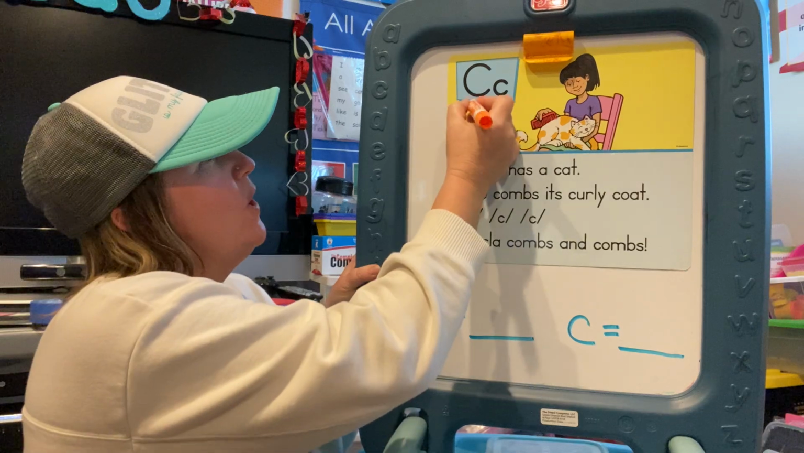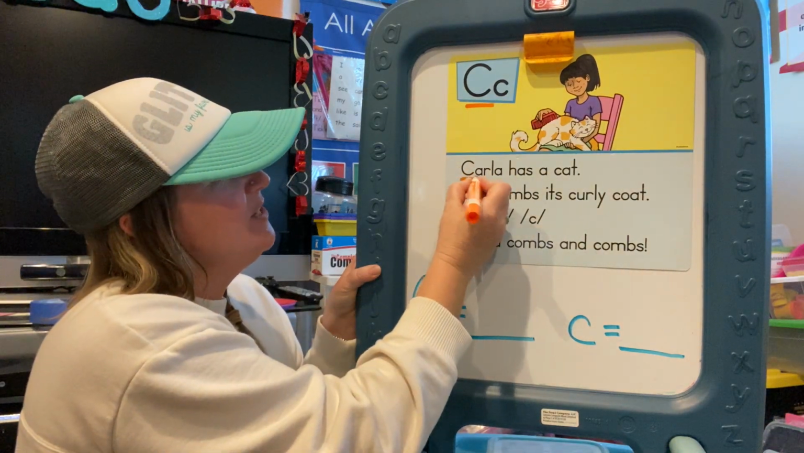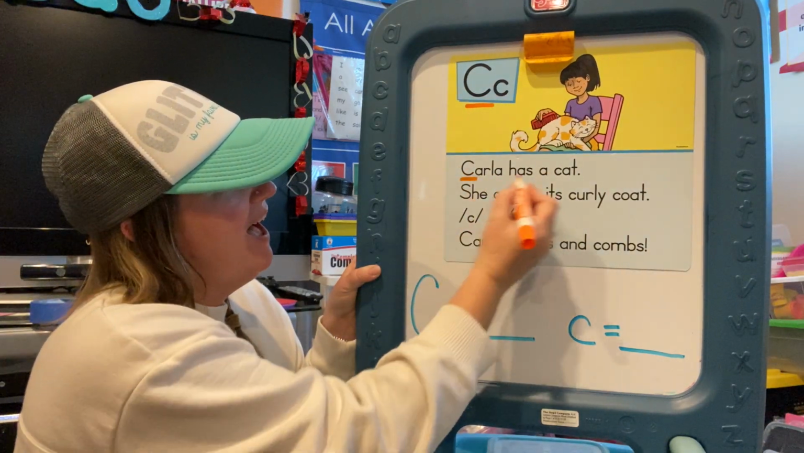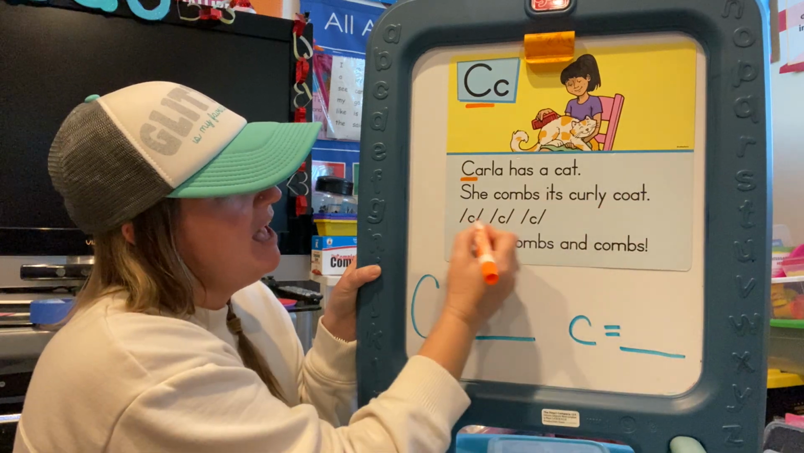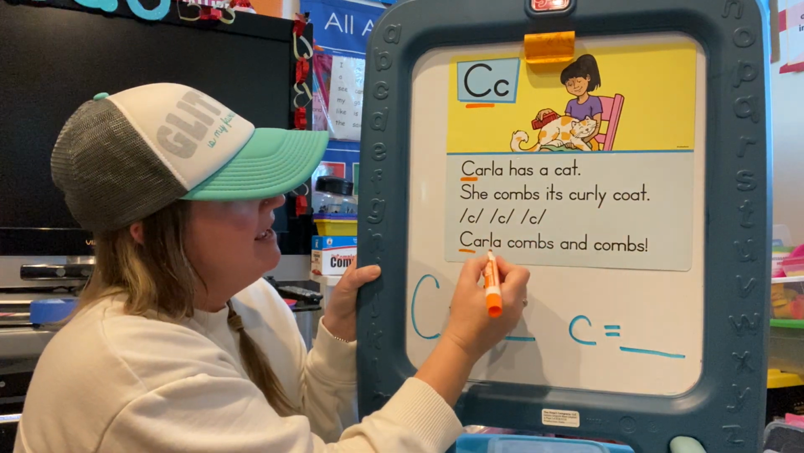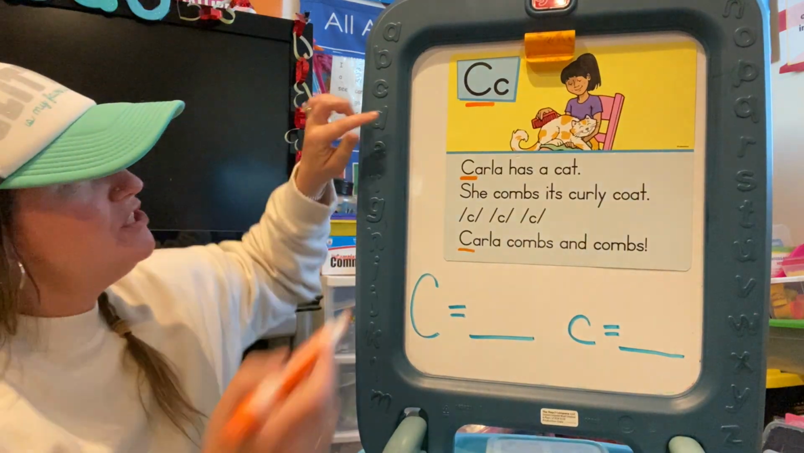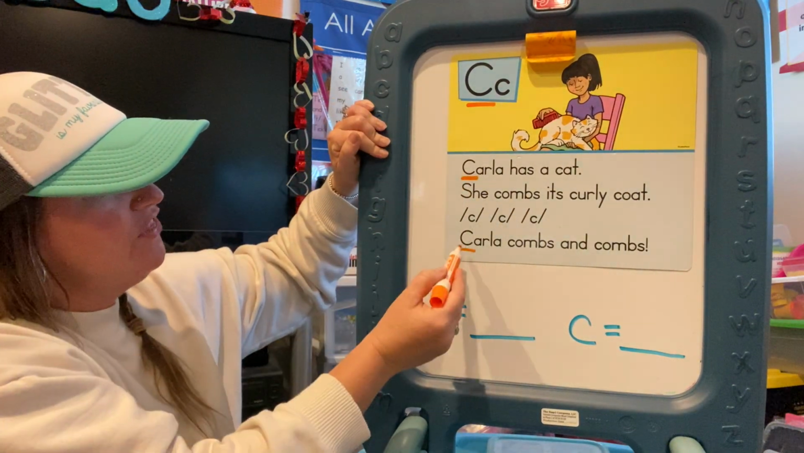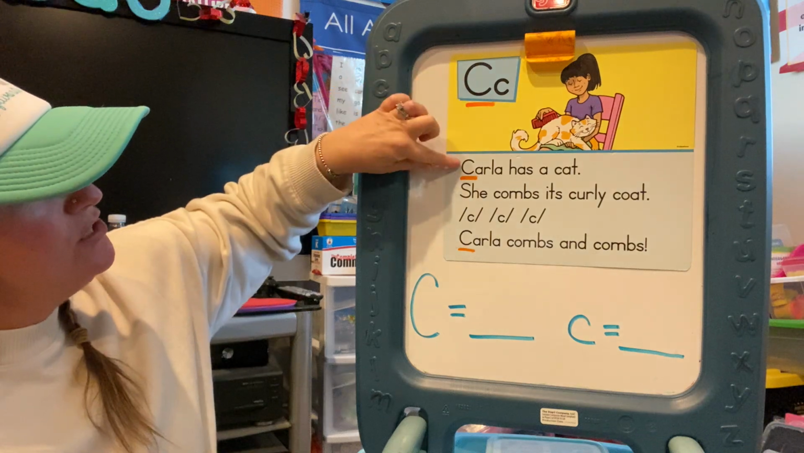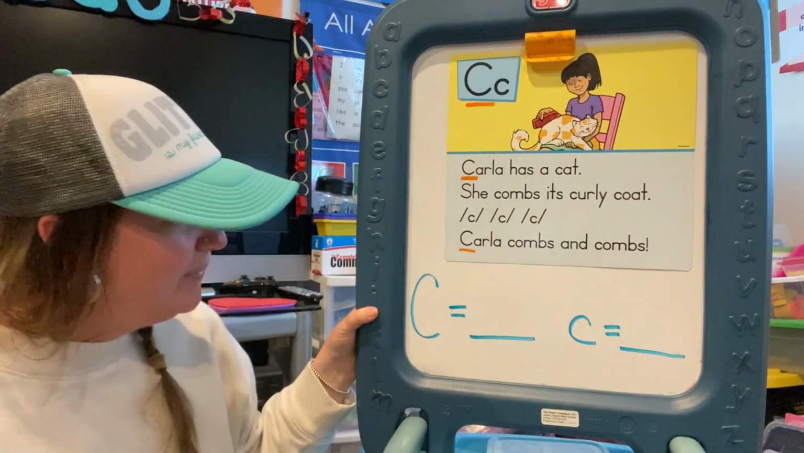Count with me, please. 1, 2. Searching for that capital C. There's another one. Any more? No. How many? Let's count how many orange lines. 1, 2, 3. There's 3. 1, 2, 3. 3 capital C's.